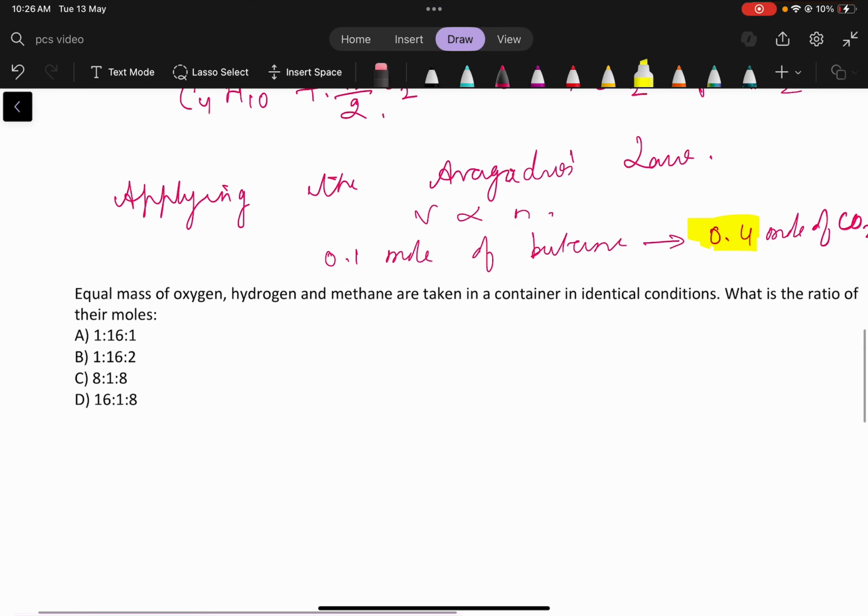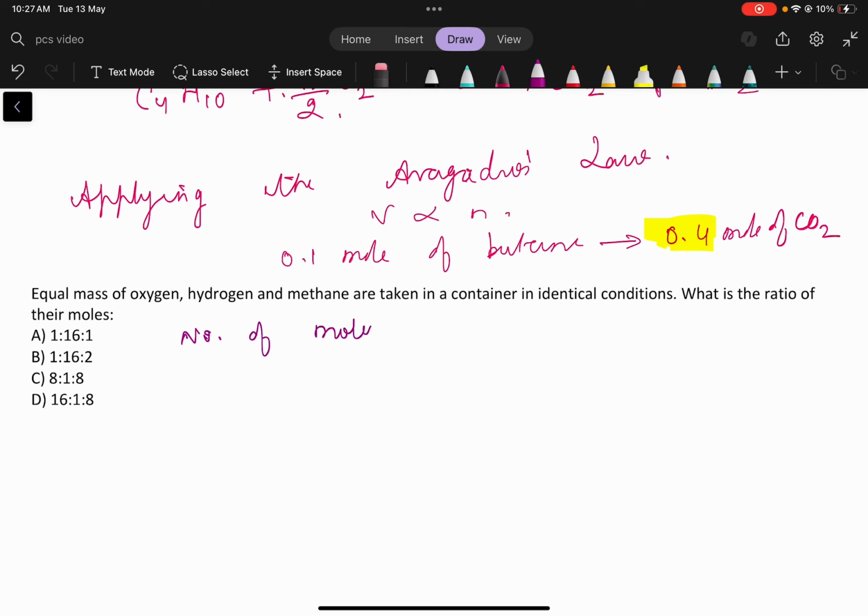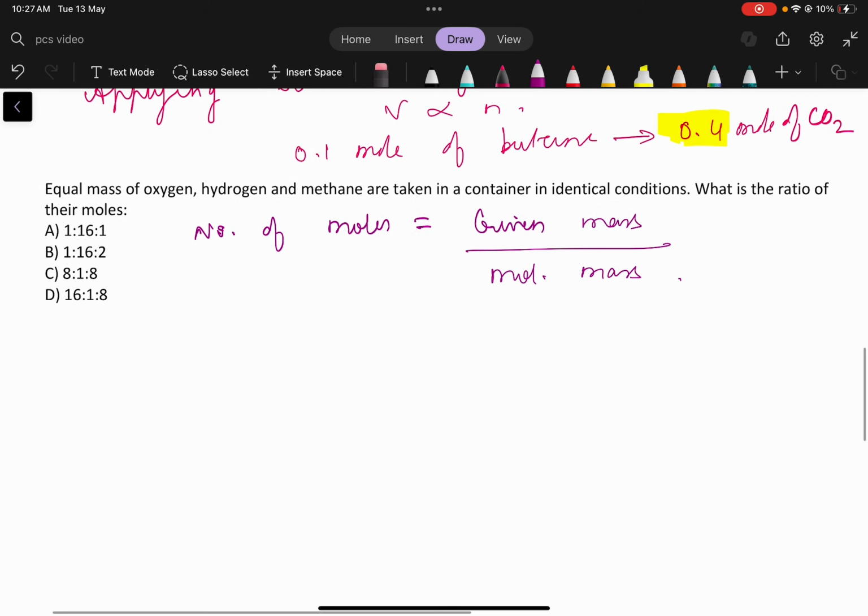Now let's look at the other question. Equal mass of oxygen, hydrogen and methane are taken in identical conditions. What is the ratio of their moles? So we have the number of moles given by the formula given mass upon molecular mass.